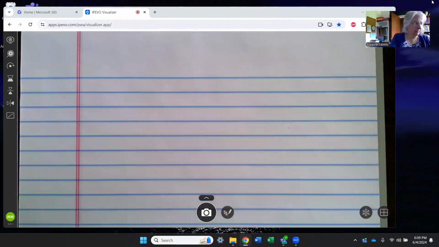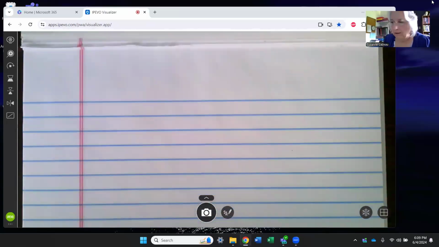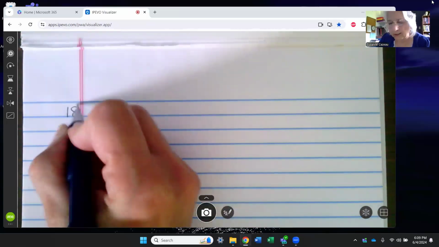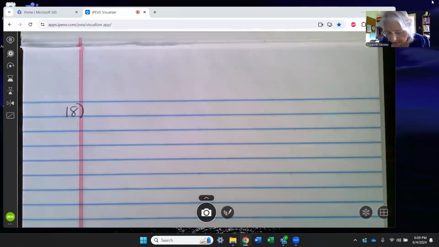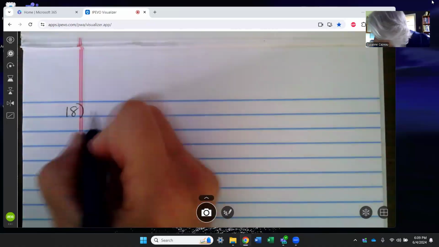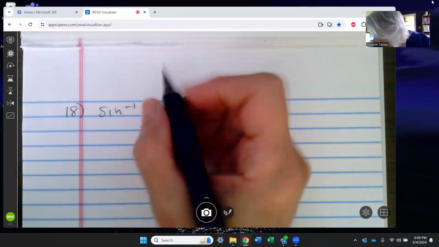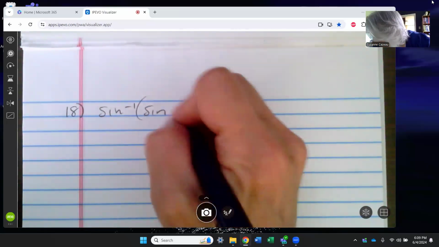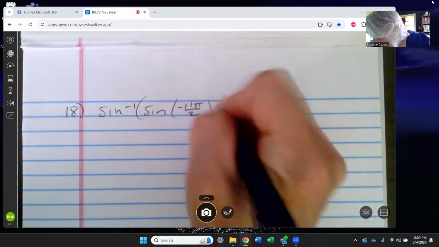Okay, what number is that? 17. So we can move on to number 18. Okay, 18, what do we got? Find the exact value: inverse sine of negative 11 pi over 2.